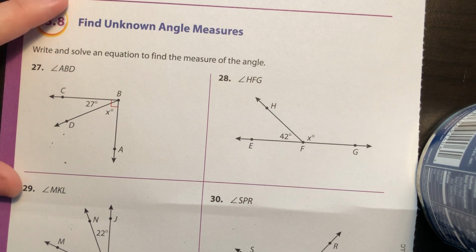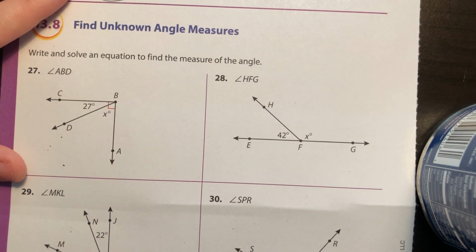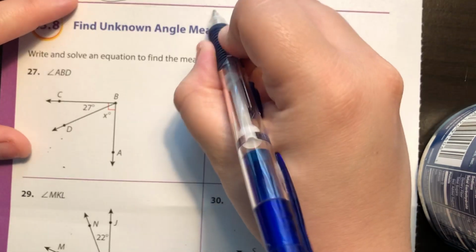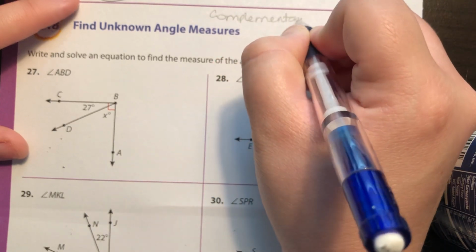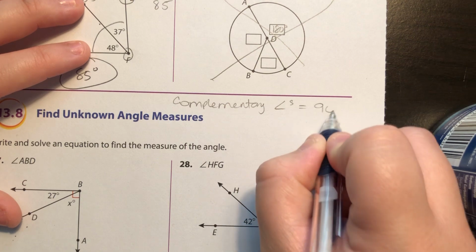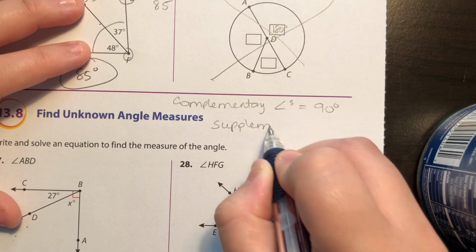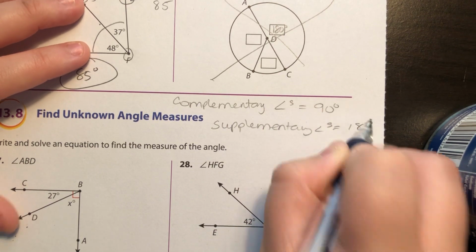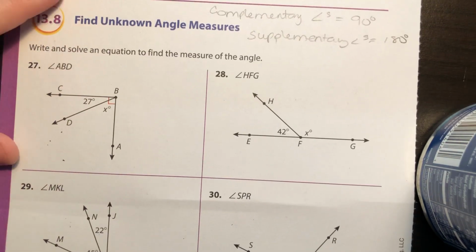Here we go. Write and solve an equation to find the measure of the angle. These are the lessons that I taught yesterday about complementary angles. So complementary angles, they add up to 90 degrees. Supplementary angles add up to 180. Good thing to keep in mind. That's why it's a good sheet to have with you during the practice test.